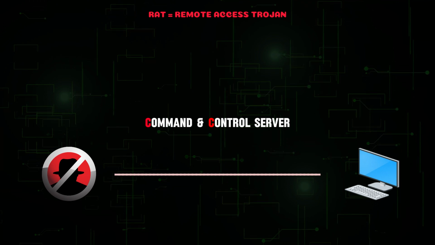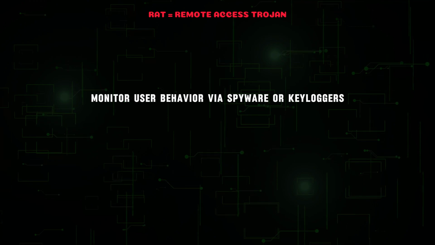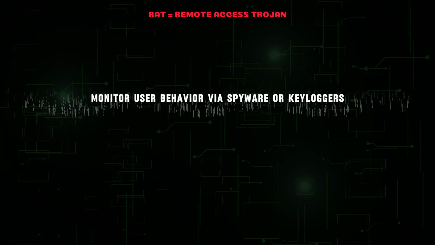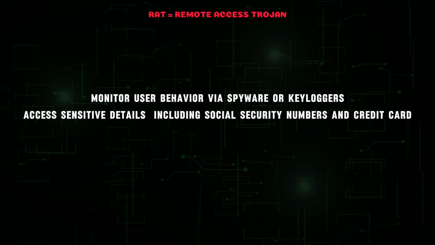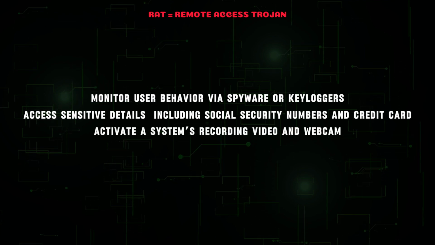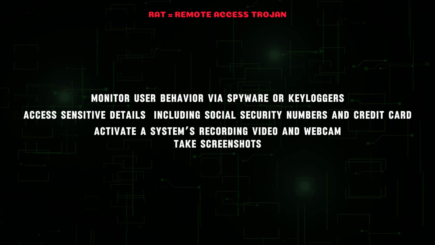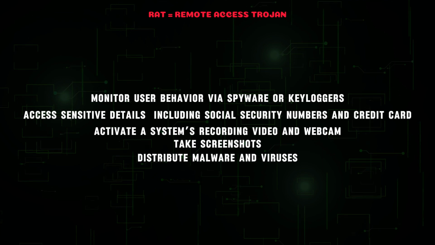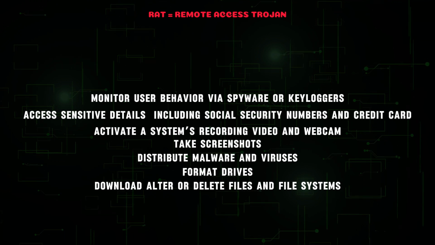Because remote access Trojans provide administrative control, the attacker can do almost anything on the victim's computer, for example, monitor user behavior via spyware or keyloggers, access sensitive details, including social security numbers and credit card numbers, activate a system's recording video and webcam, take screenshots, distribute malware and viruses, format drives, download, alter, or delete files and file systems.